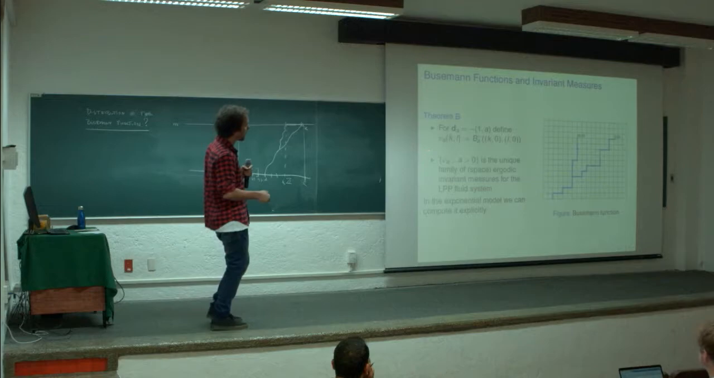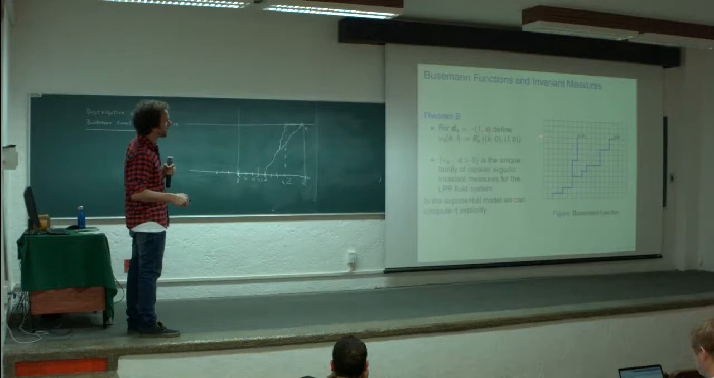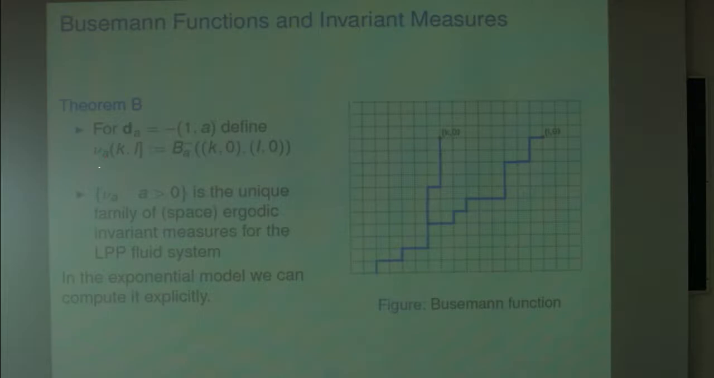So I will take as initial measure, think of this as z at time zero here. So my initial measure will be what I will call nu a from k to l. I will just take the Busemann function, now going in the direction minus 1 minus a, okay? I will take just the Busemann function from k0 to l0, which is represented here. Just the difference between the last passage from here to c and the last passage from here to c. So I will take this as my initial measure. And so Eric will show you that this measure is actually invariant for the LPP evolution.